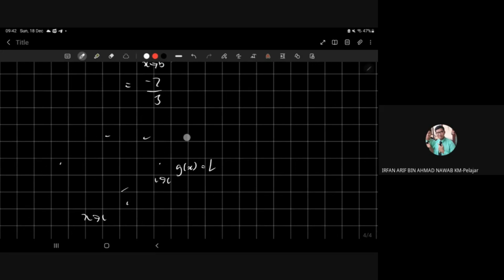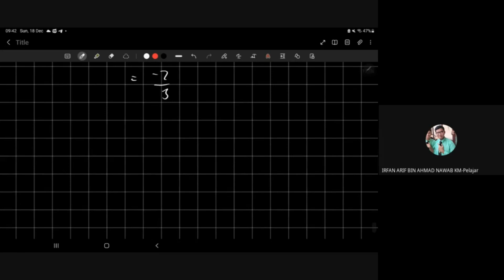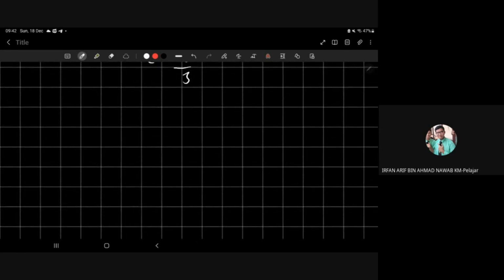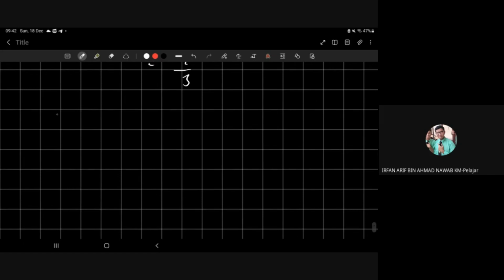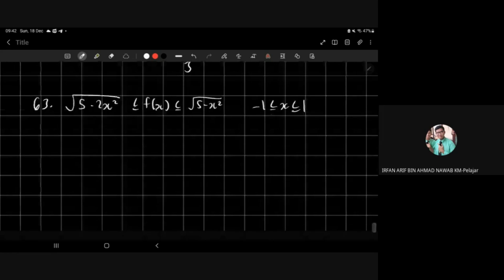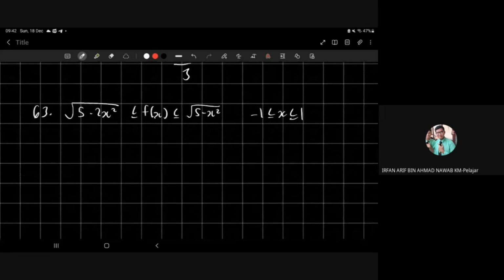Okay, so let's solve one of the questions. It's not a hard one, but it gives us the idea of the theorem itself. For question 63, they give us that f of x is between the square root of 5 minus 2x squared and the square root of 5 minus x squared, where x is between negative 1 and 1, exclusive. Find the limit as x approaches 0 of f of x.